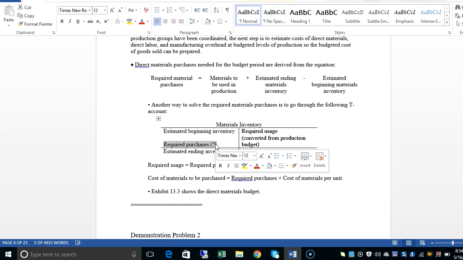Now be careful when you do a materials inventory because purchases or any of these numbers might be in units, and the problem will ask you for dollars. You're going to have to know what the standard cost or the unit cost is, multiply that by your units to get your dollar amount.